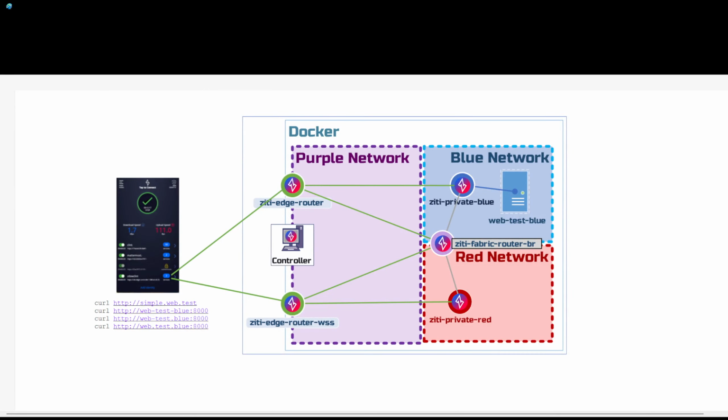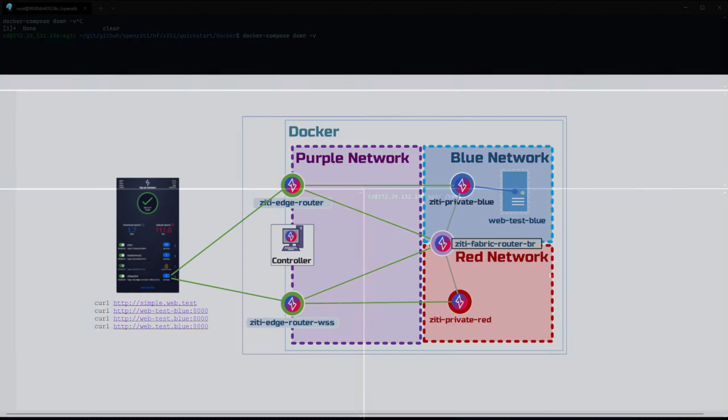Hi, this is Clint, and in this video, we're going to be using the Docker compose file to create a nice network, and then we're going to expose a service for the Ziti Desktop Edge for Windows, this web test blue service that we have hidden in the private Docker network. And we're going to expose it using a simple service, as well as using wildcard services or DNS. So let's go ahead and check out how that happens.